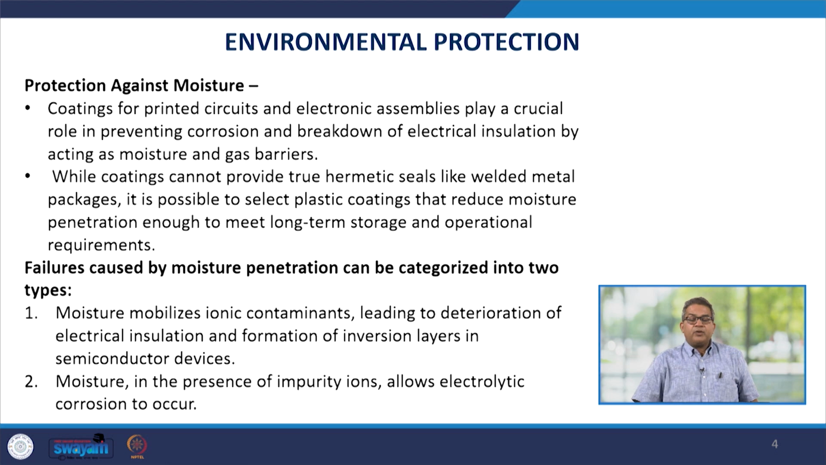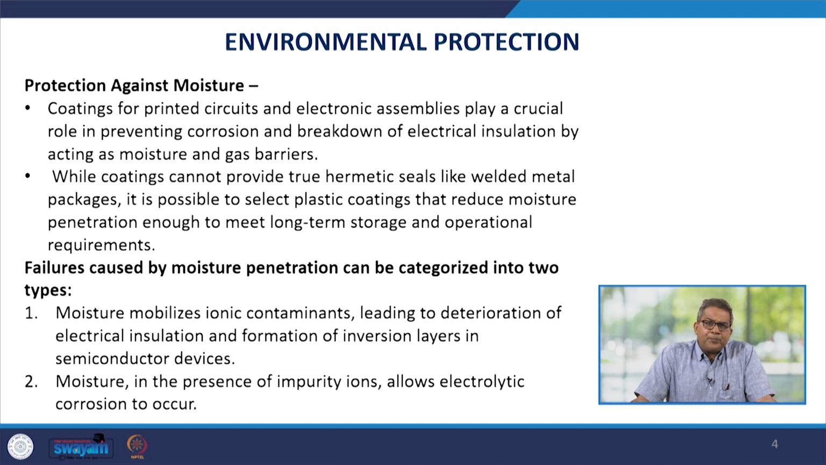Now, let us talk about the environmental protection, the protection against moisture. A coating for printed circuits and electronic assemblies plays a very crucial role in preventing corrosion and breakdown of electrical insulation by acting as a moisture and gas barrier. While a coating cannot provide true hermetic seals like welded metal packages, it is possible to select a plastic coating that reduces the moisture penetration enough to meet long-term storage and operational requirements.